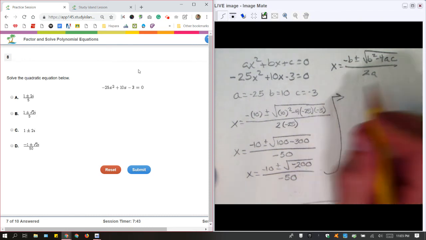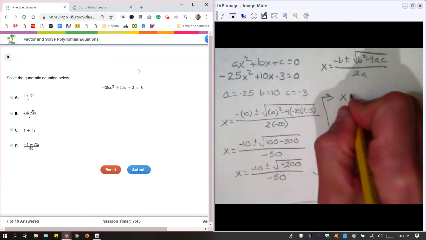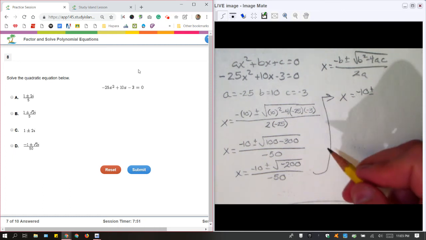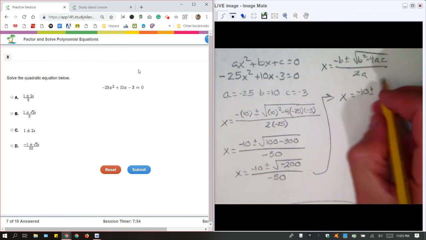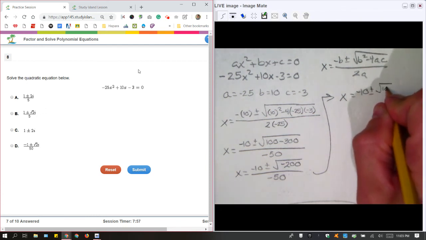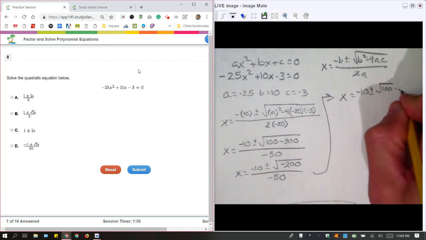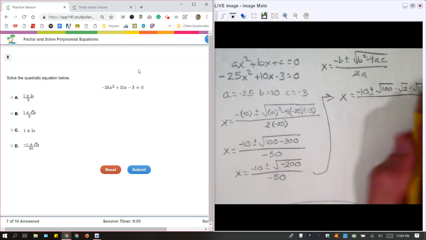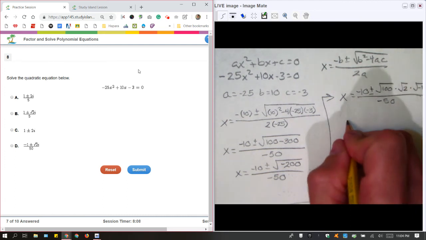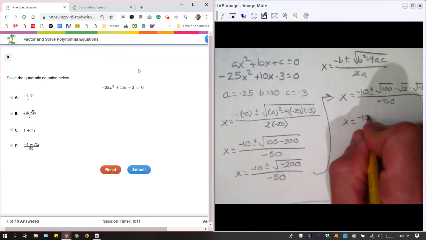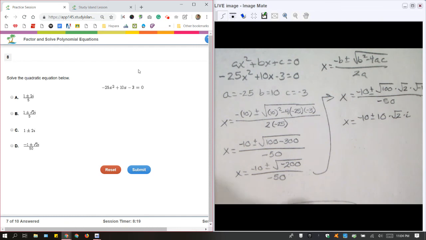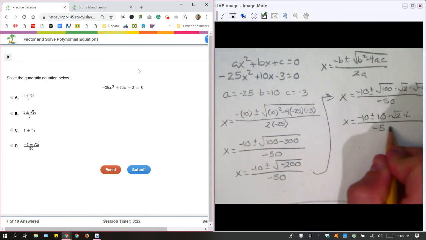And here we go. X equals negative 10 plus or minus. Now again, we're breaking negative 200 up into hopefully perfect squares. I'm going to make it the square root of 100 times the square root of 2 times the square root of negative 1, because 100 is a perfect square, and we're dividing that by negative 50. So x equals negative 10 plus or minus the square root of 100 is 10 times the square root of 2 times i. The square root of negative 1 is i, all divided by negative 50.